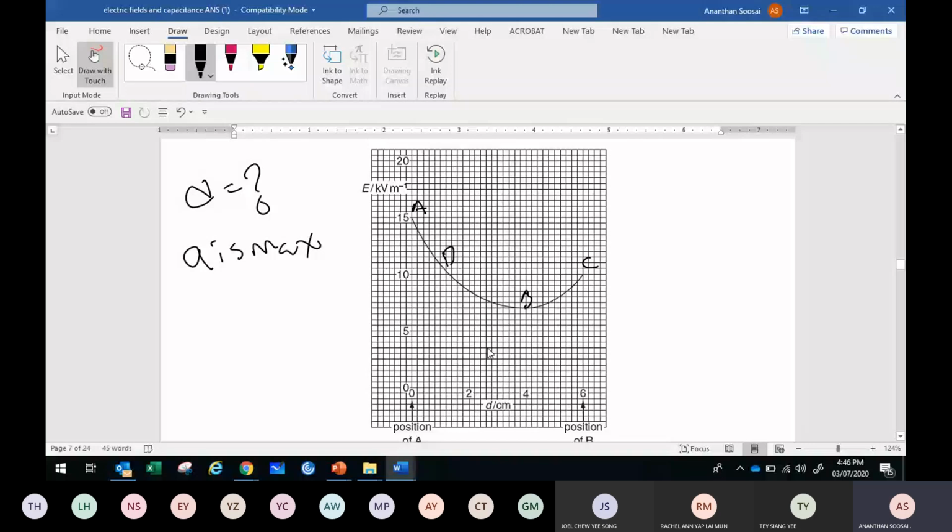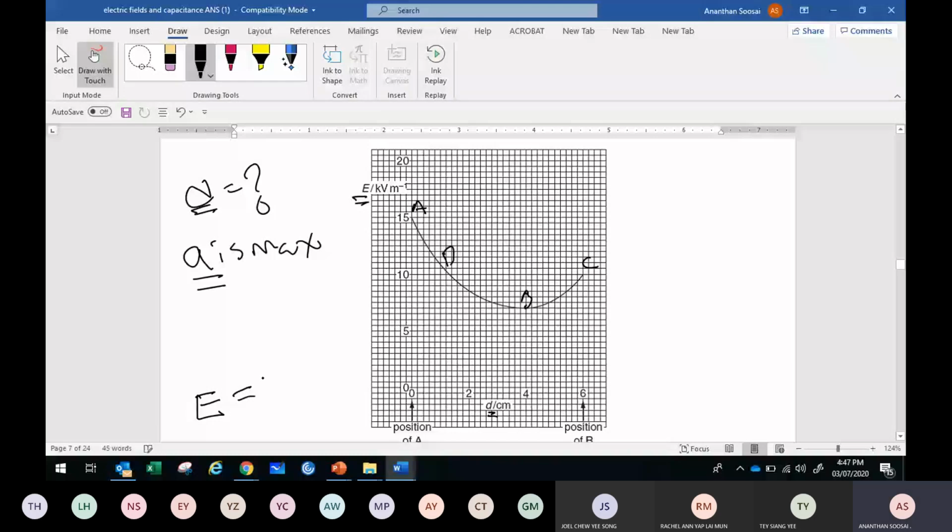So A, B, C, D. At which point, at which d, is the a maximum? How can you find acceleration from this graph? This graph is what versus what? This graph is electric field strength versus d. Electric field strength, you know. If a is maximum, how is a related to electric field strength? How do you link acceleration to electric field strength?